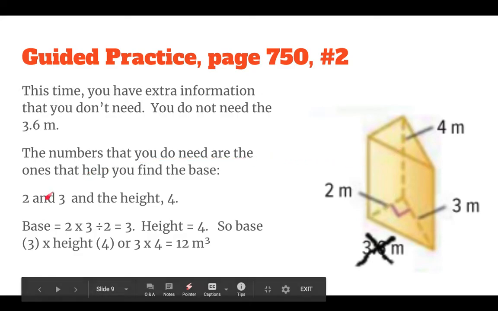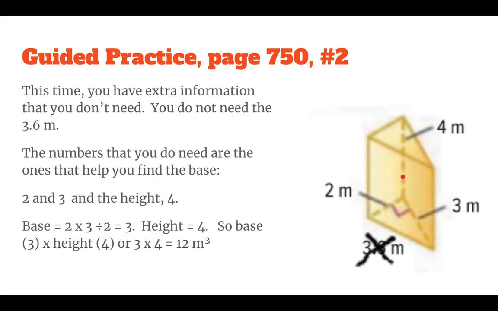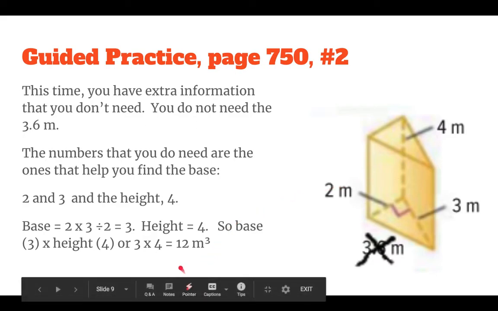So to find the area of this triangle, it's 2 times 3, 6, divided by 2 equals 3. Then I times it by the height, right here. That's 4. So it's 3 times 4. Final answer, 12.